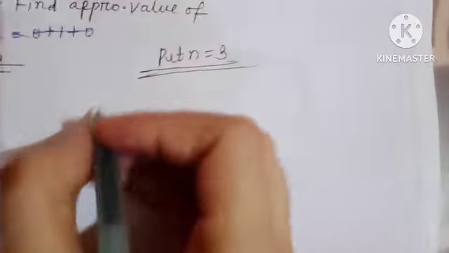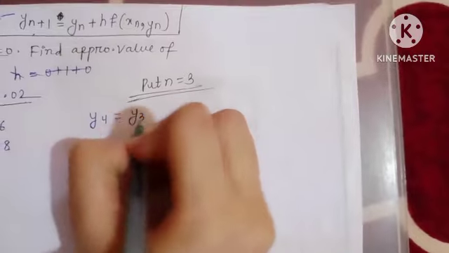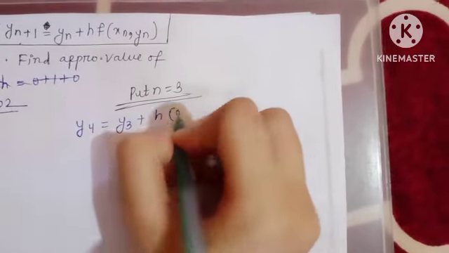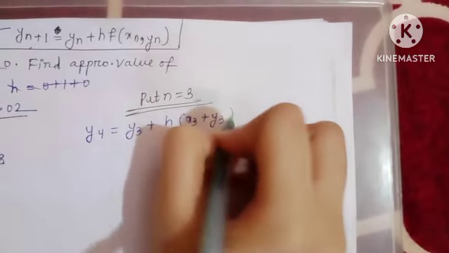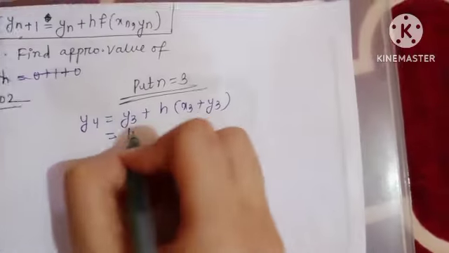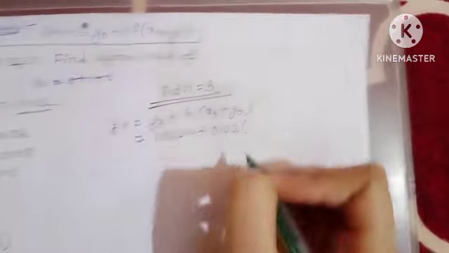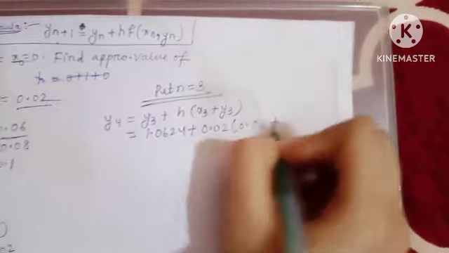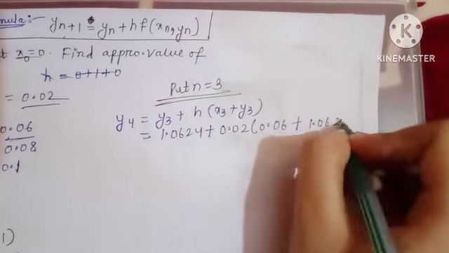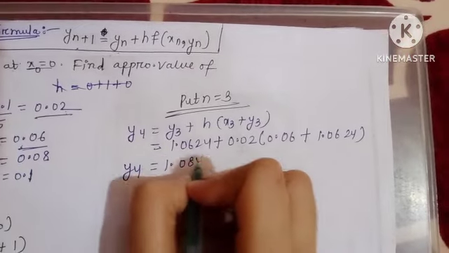Now put n equal to 3. So y4 will be y3 plus h times (x3 plus y3). The value of y3 we got is 1.0624, so 1.0624 plus h, 0.02, times (x3, which we got as 0.06, plus y3, which is 1.0624). So the value of y4 is 1.0848.